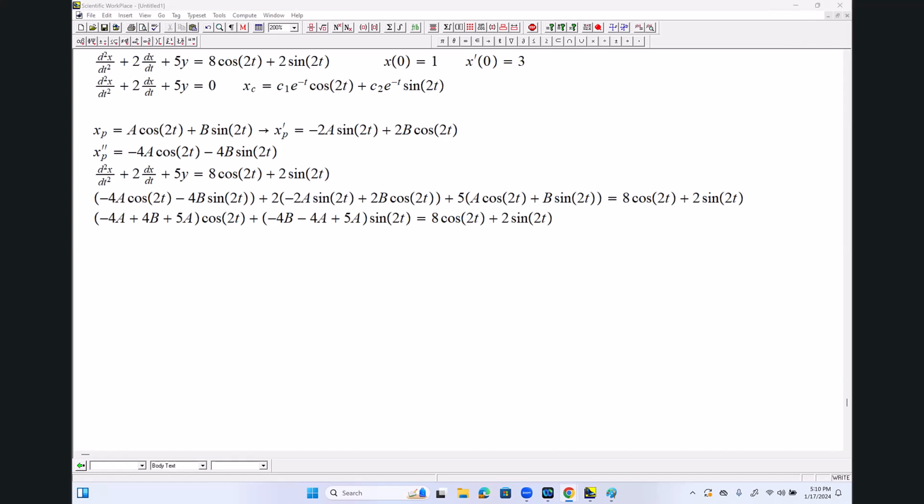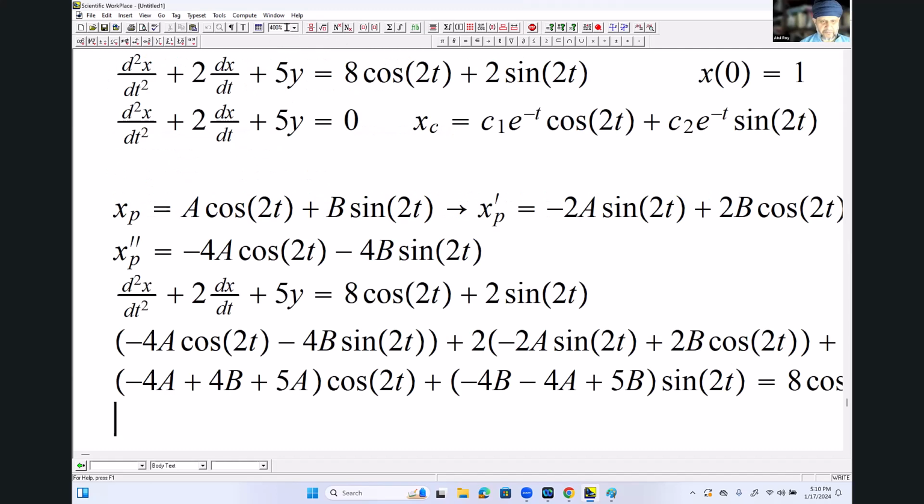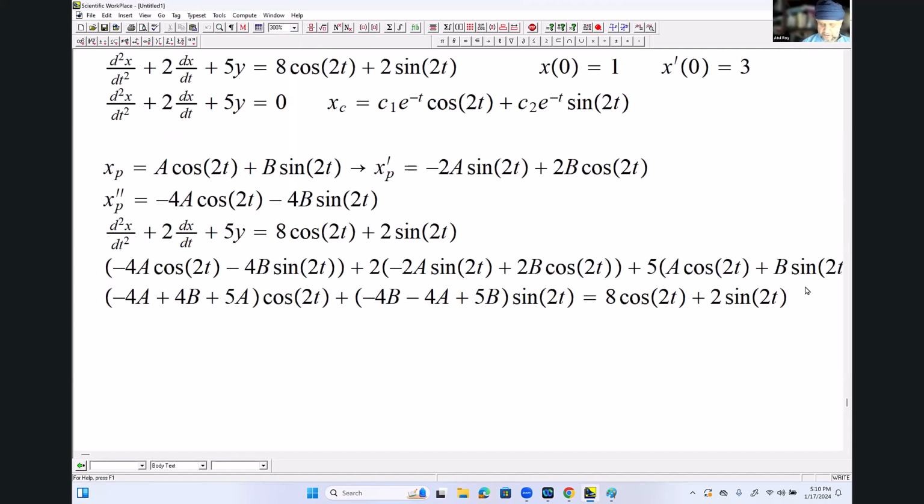I think it should be plus 5b, not plus 5a, for the sine of 2t. Oh, yes, of course, plus 5b. Everything else looks okay. Thank you. Let's hope everything else is good. Okay, so what we have is, no, 400 is way too big. Okay, 300 is good, right?